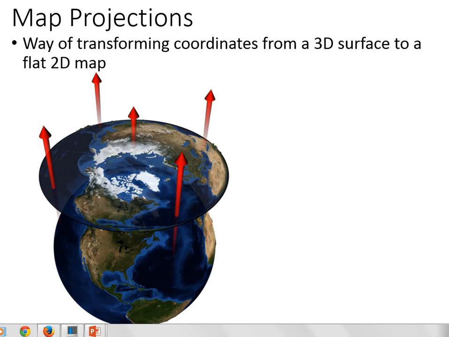And for this final video talking about map projections and coordinates and datums and geographic systems, we're gonna talk about map projections. A map projection is essentially a way of transforming coordinates from a three-dimensional surface to a flat two-dimensional map.